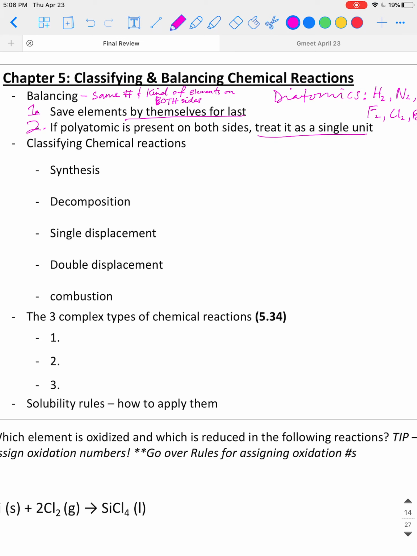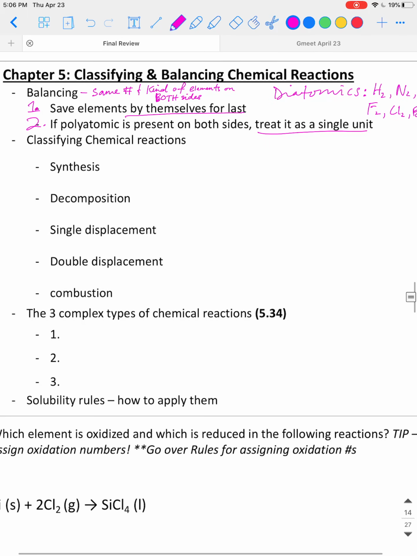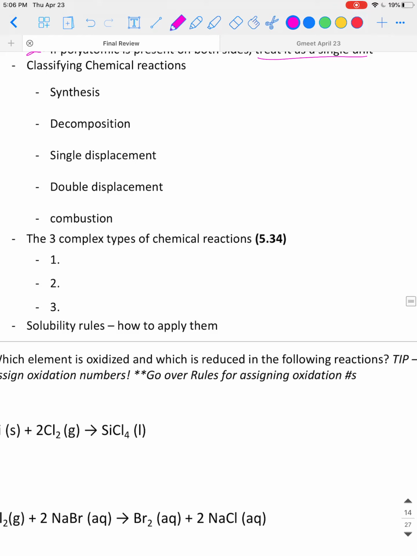So double check yourself. There's a whole lab we did on balancing chemical reactions, so you could practice that lab, print off a fresh one if you want to. There's several problems in the back of chapter 5 for just balancing reactions. So that will be on the final.